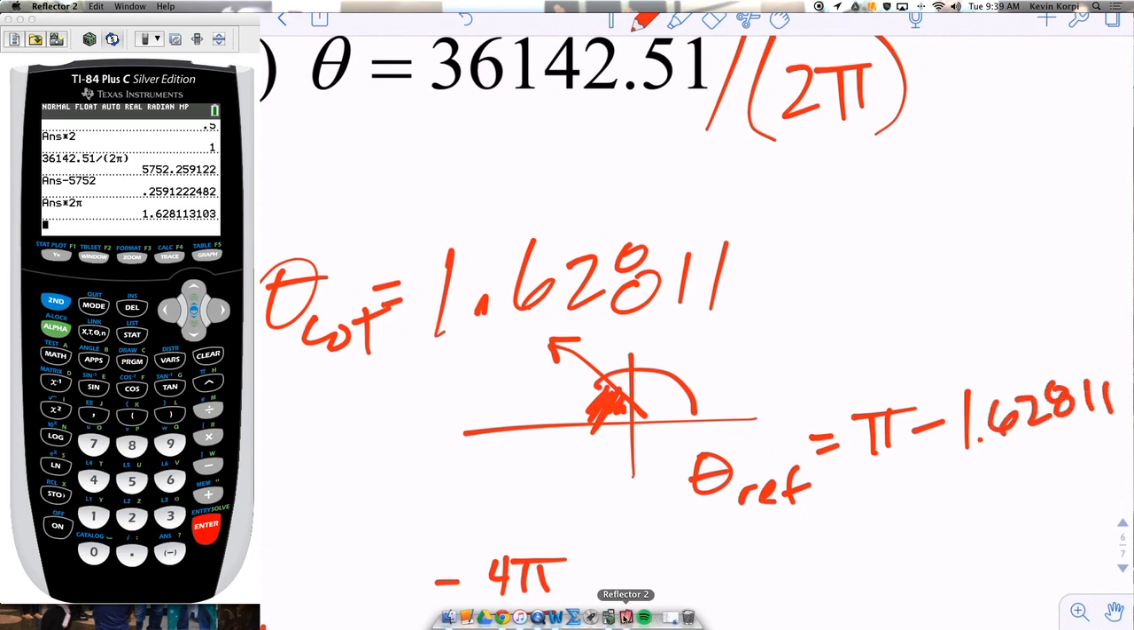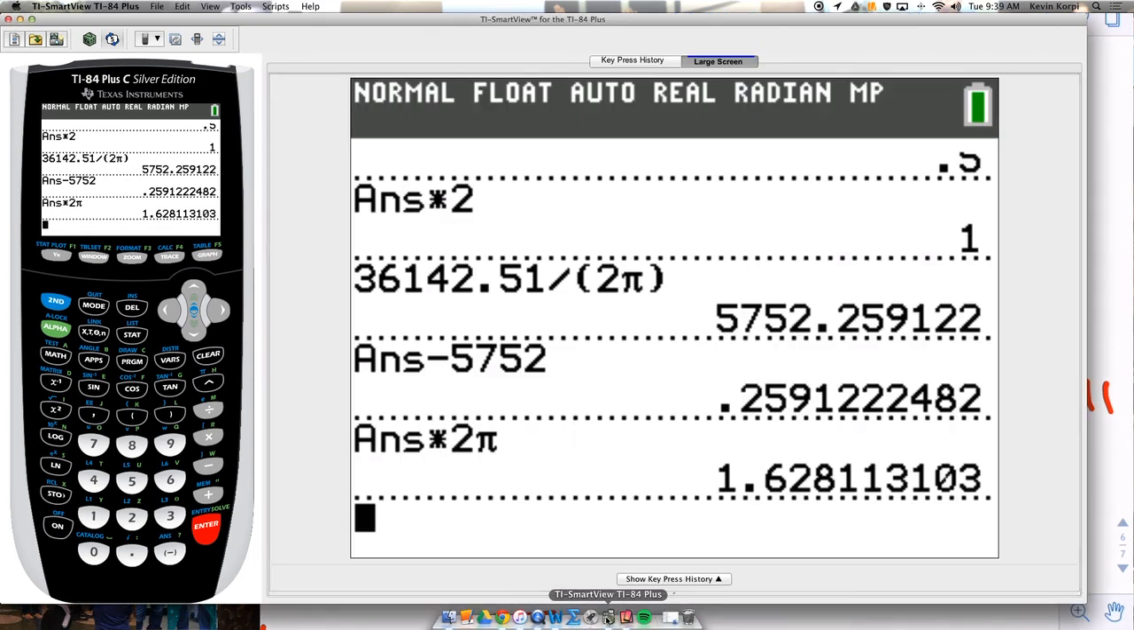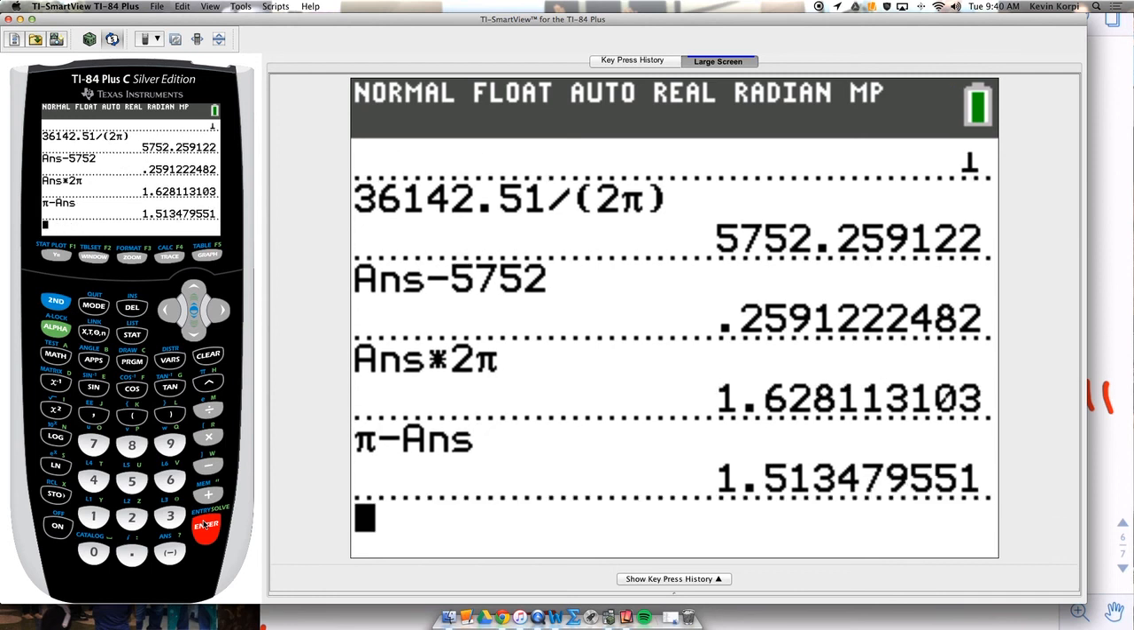Okay, so start thinking in terms of radians and get comfortable. Don't cheat yourself by converting to degrees and then converting back to radians. Force yourself to think in terms of radians.